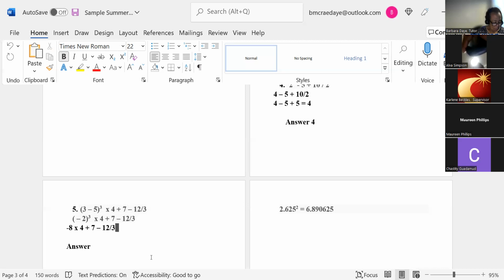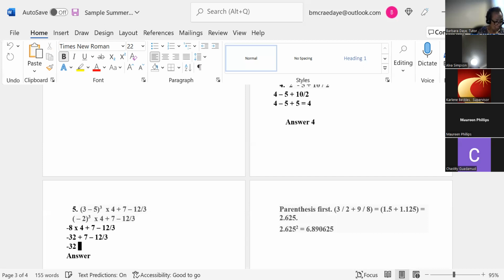Minus 8 times 4, you get a minus 32. So this is what you're left with: minus 32 plus 7 minus 12 over 3. Oh, you've got to do the division. So what's 12 into 12? 4. That's right.